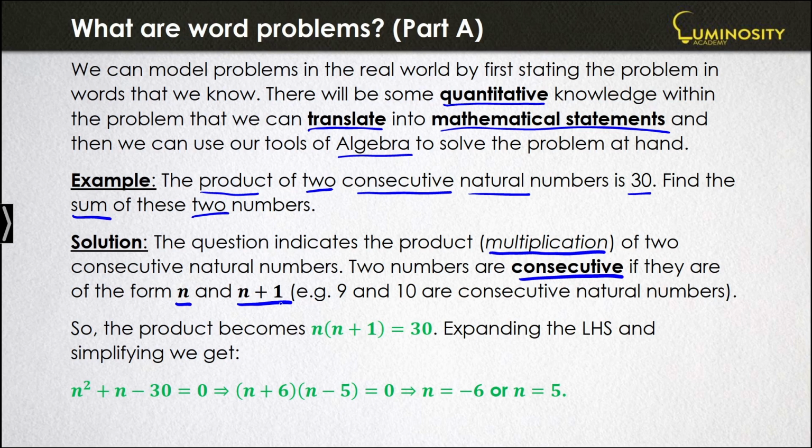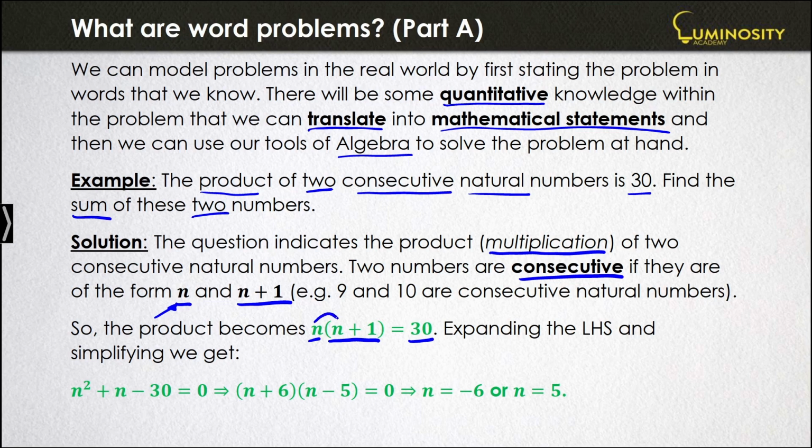For example, 9 and 10 are consecutive natural numbers. 13 and 14 are consecutive natural numbers, and so on. So if we let this arbitrary number be n, could be any natural number n, the next number, the consecutive natural number to n, is just adding 1 onto it. Hence, n plus 1. This product now becomes n times n plus 1, and we were given that the product is 30. We can expand the left-hand side and simplify.